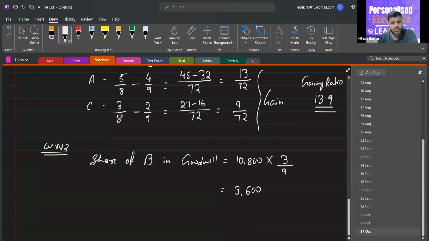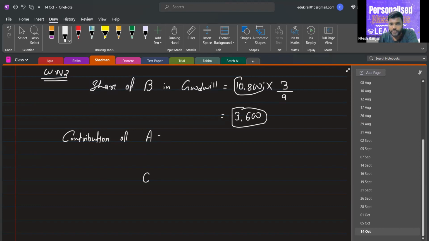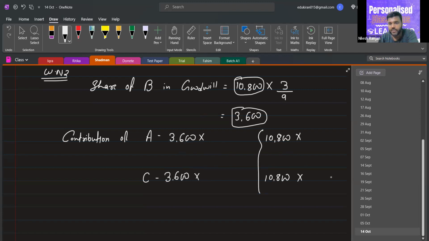Now, we can calculate by two methods. There are two methods to calculate the contribution of A and C. Either you can use this amount or total goodwill. I will calculate by both methods. 3,600, or in the second method, it is 10,800 multiplied by a fraction. This is the first method and this is the second method.